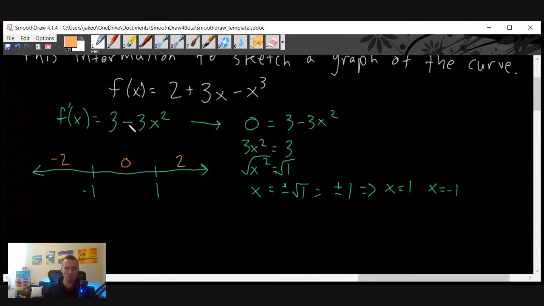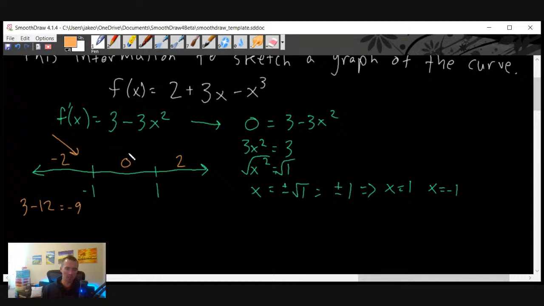So if we plug in -2 into our derivative, so into this right here, we're going to get 3 minus 3 times -2 squared is 4, +4. So that gives us 3 minus 12, so -9. So our derivative is negative when x is -2. So that tells us that our slope is negative and that our function is decreasing over here.